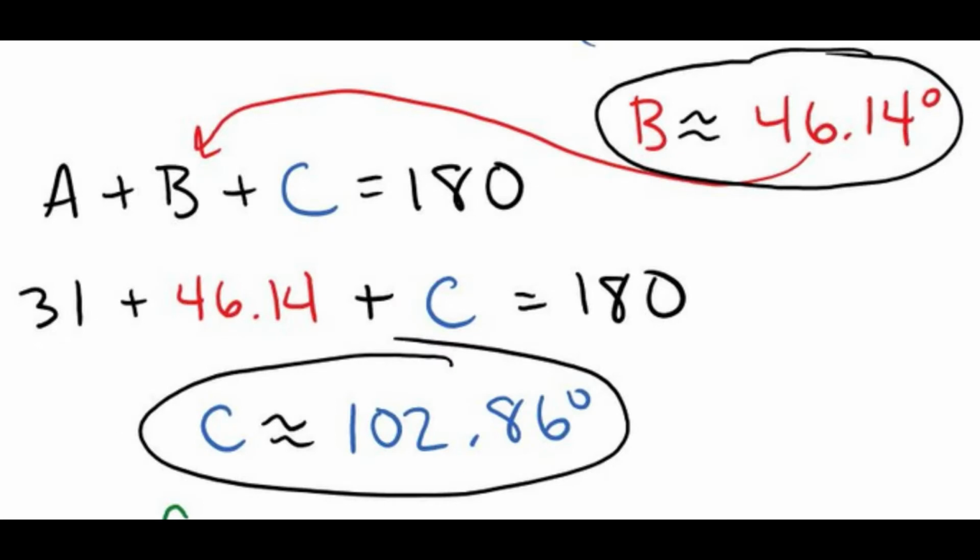Now, I took that missing angle, and I took the 31 they gave me, and I know that all angles inside of a triangle have to add up to 180. So I did A plus B plus C equals 180. I know A, I just found B, so I can find C. So if you subtract both of those angles from 180, you get 102.86, and that is my angle C. Okay, so now I know the angle for C.